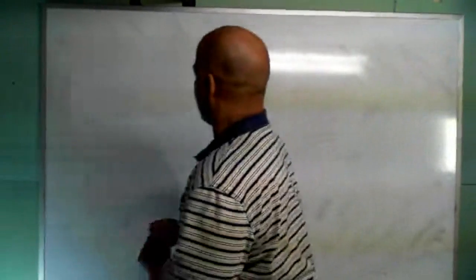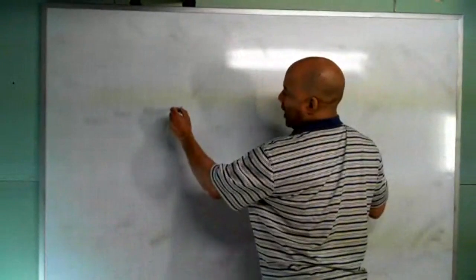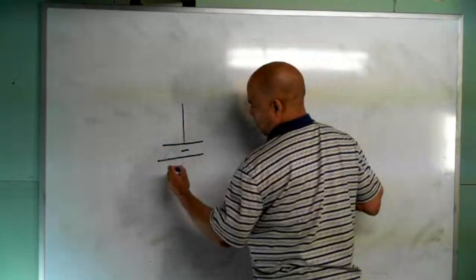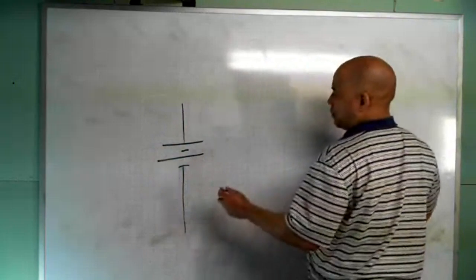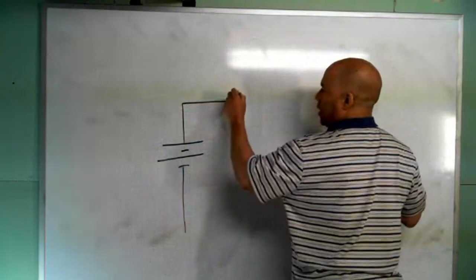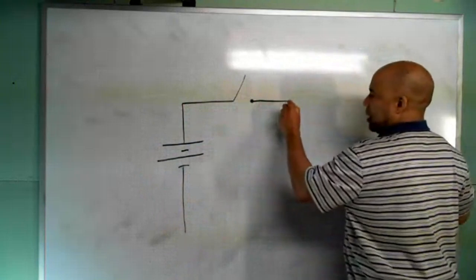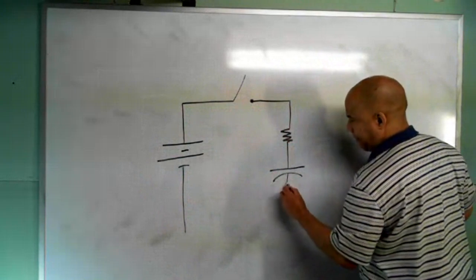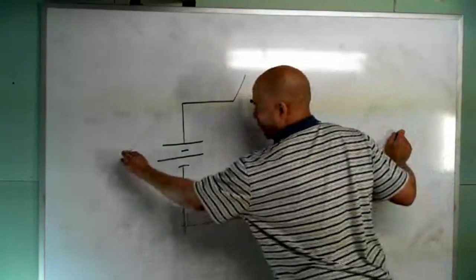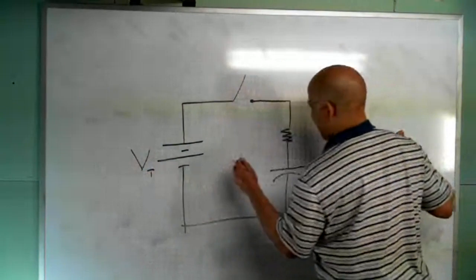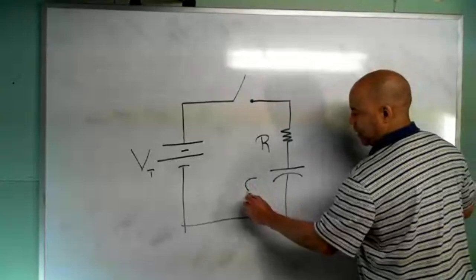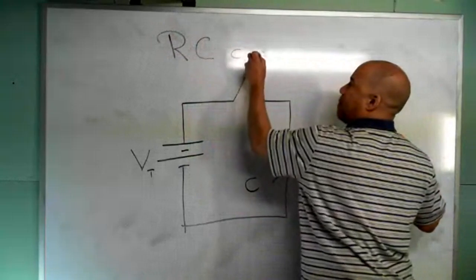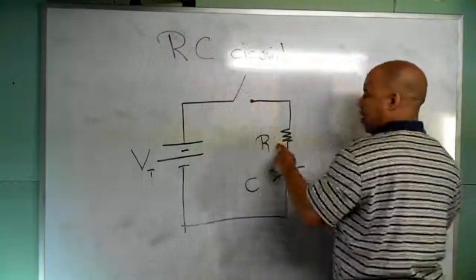So I want you to think about this. If I have a battery, and I have a switch, I have a resistor, and I got a capacitor. And here's my voltage, here's my resistance, and here's my capacitor. This is called an RC circuit.